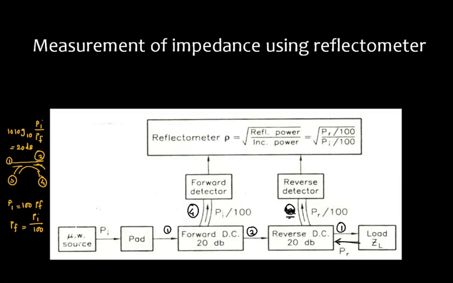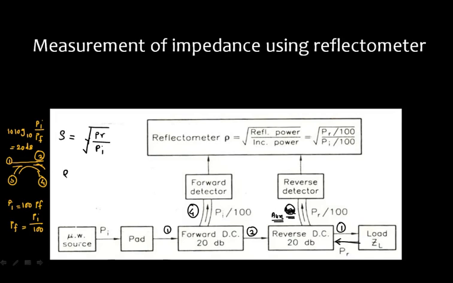So for 20 dB, whatever input goes here will be coupled to the auxiliary port 100 times smaller. So PR by 100. So here I have got Pi by 100, here I have got PR by 100. So the reflectometer gives me the ratio of reflected power by incident power. The reflected power is PR by 100, the incident power is PI by 100. So this gives me the exact ratio. So the reflection coefficient is equal to PR by PI.